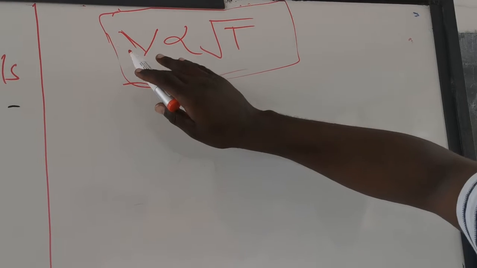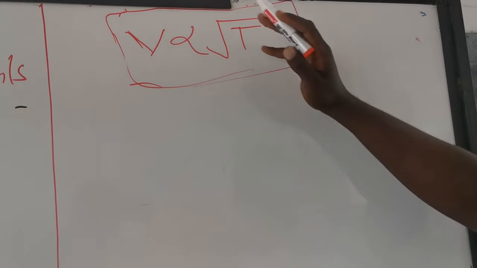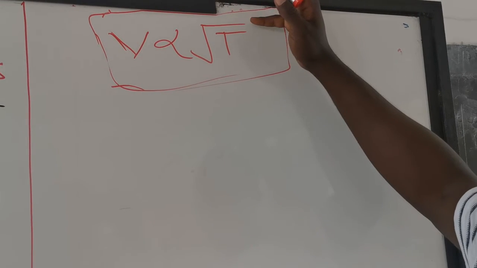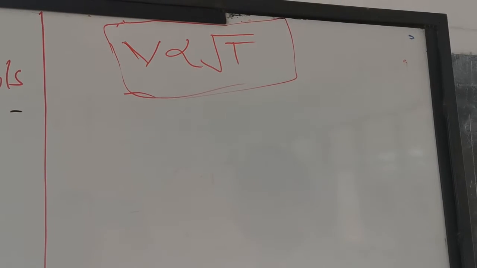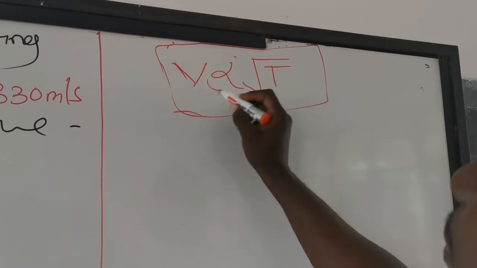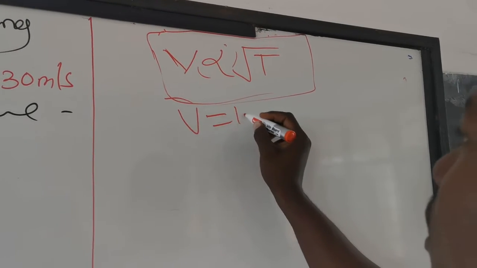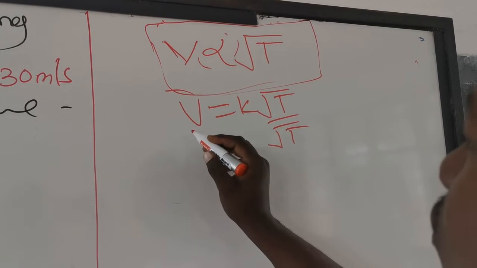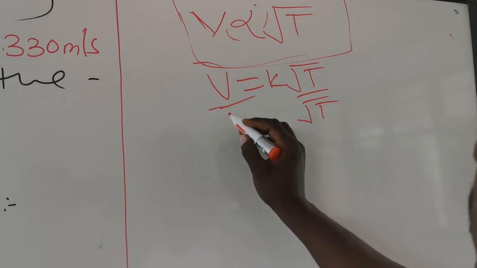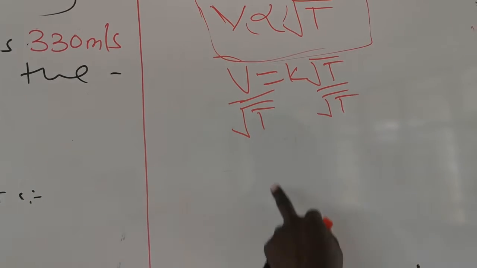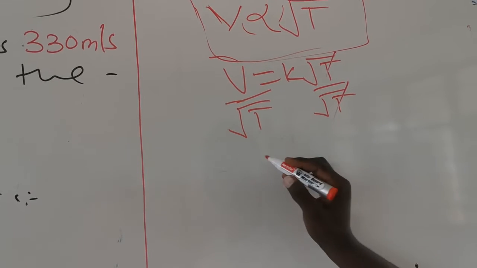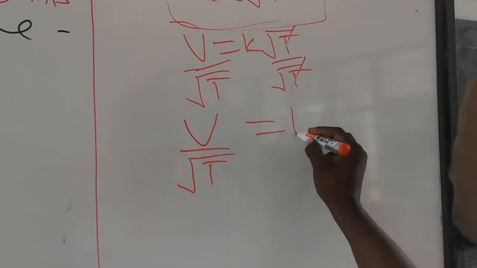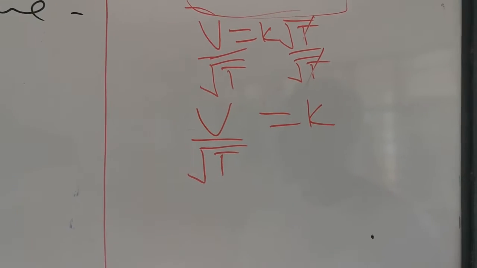Kwa wale waliosoma rates and variation wataelewa nini namaanisha. Maana ya kwamba when we say the velocity is directly proportional to its absolute temperature, it means that as velocity increases, also the square root of absolute temperature is also increasing. So when we remove the proportionality sign here, V is equal to K under root of absolute temperature, we divide by under root of absolute temperature, and under root of absolute temperature cancel, we get V over under root of absolute temperature equal to K, whereby K is proportionality constant.